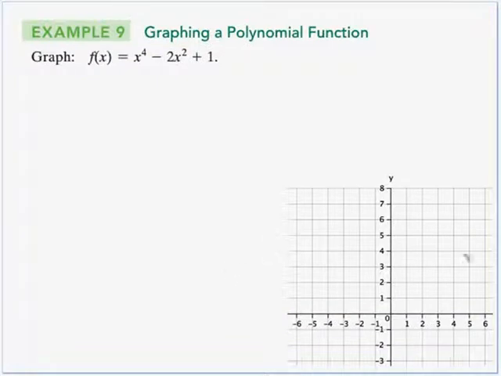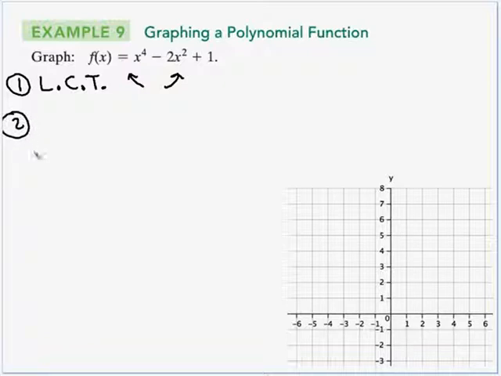Okay, let's try it out here. Example 9. Graph this polynomial function. Step 1. End behavior. Leading coefficient test. So what's our end behavior here? It's positive, it's 4th power. That means up to the left, up to the right.